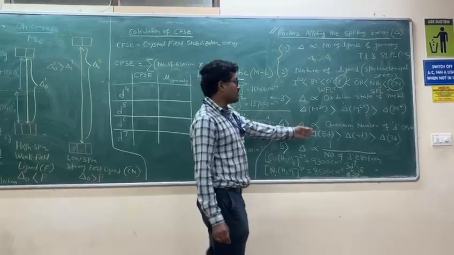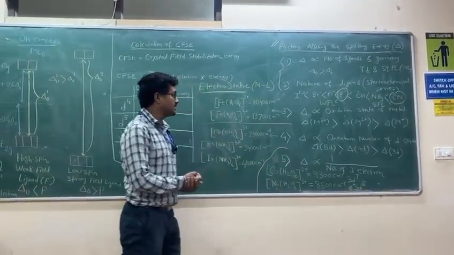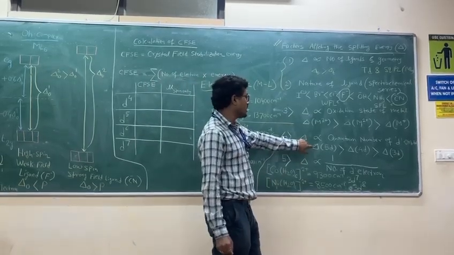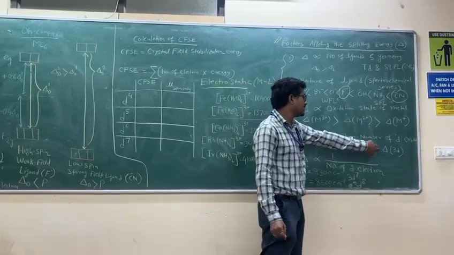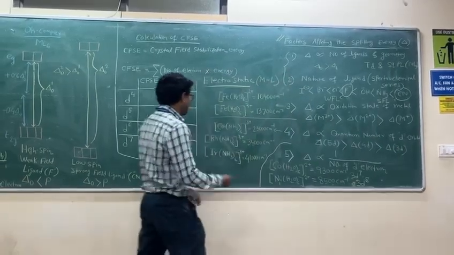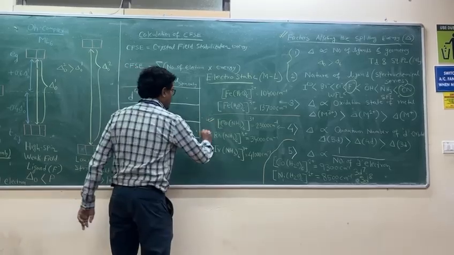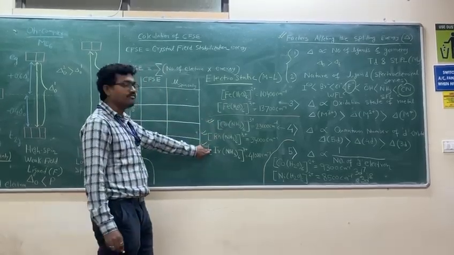If the quantum number of the d orbital increases, this electrostatic interaction also increases. Because of that, the delta value increases. Therefore, delta for 5d will be greater than delta for 4d and delta for 3d. As an example, we can take these three complexes: cobalt, rhodium and iridium. Cobalt is 3d, rhodium 4d and iridium 5d.